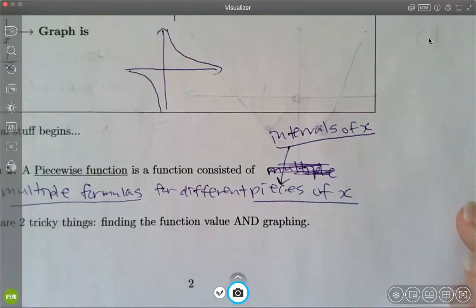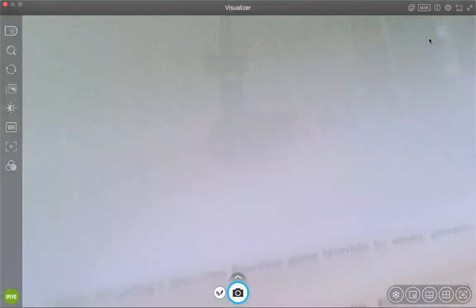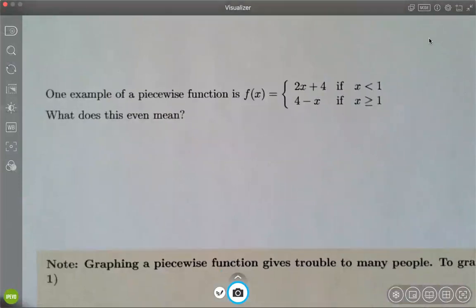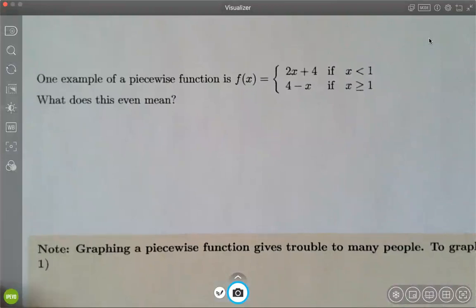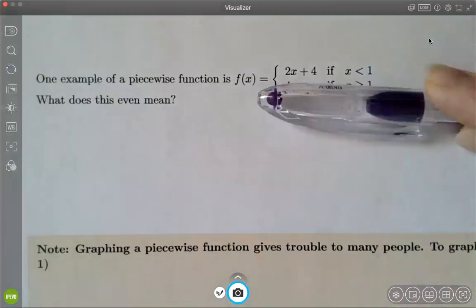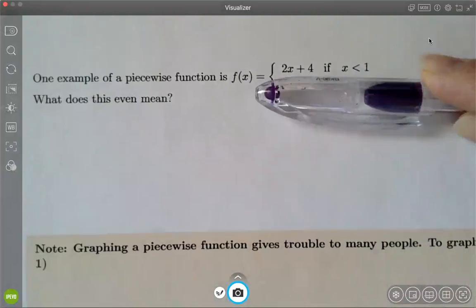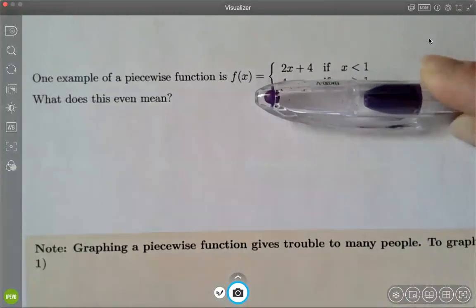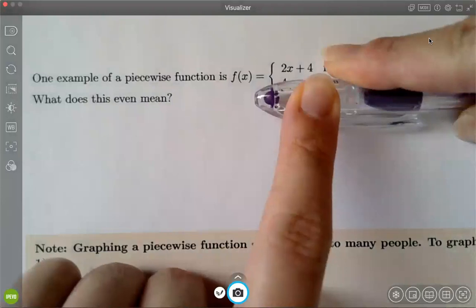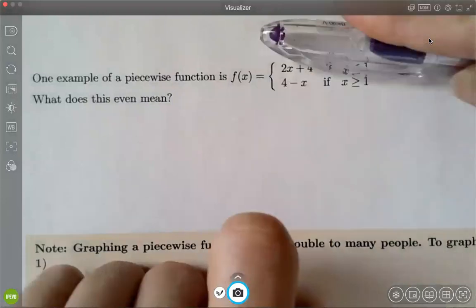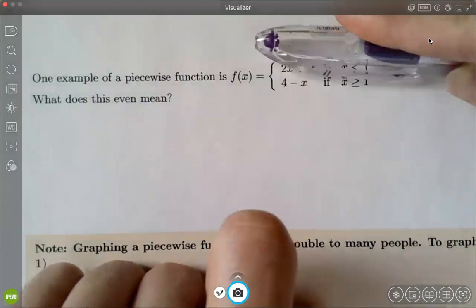The next page has an example of a piecewise function. So what do you notice here? So far we have seen, for example, f of x equals 2x plus 4, and there's no if part either. That is a linear function, right? Because that has the slope 2 and the y-intercept at 4. Similarly for 4 minus x, it has the slope -1 and the y-intercept is at 4.